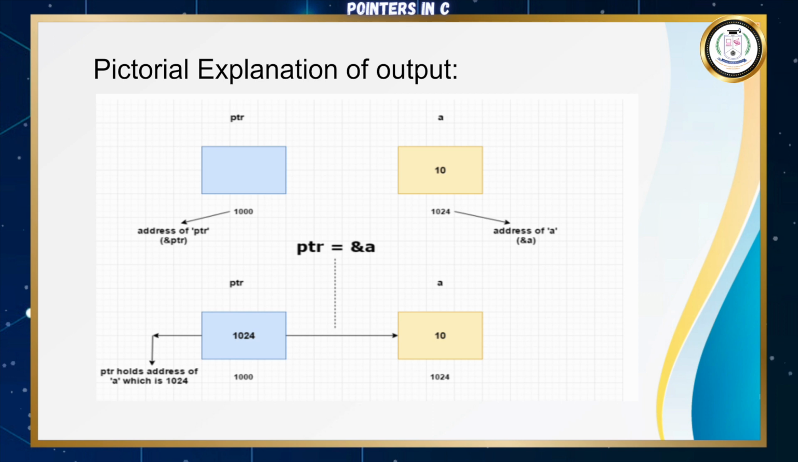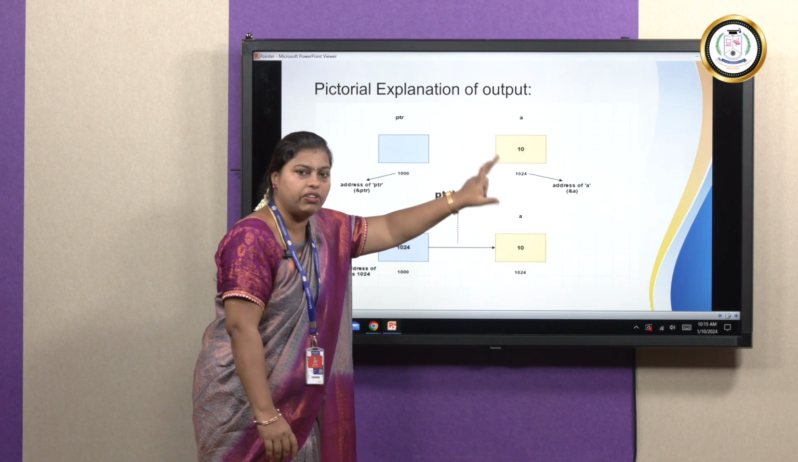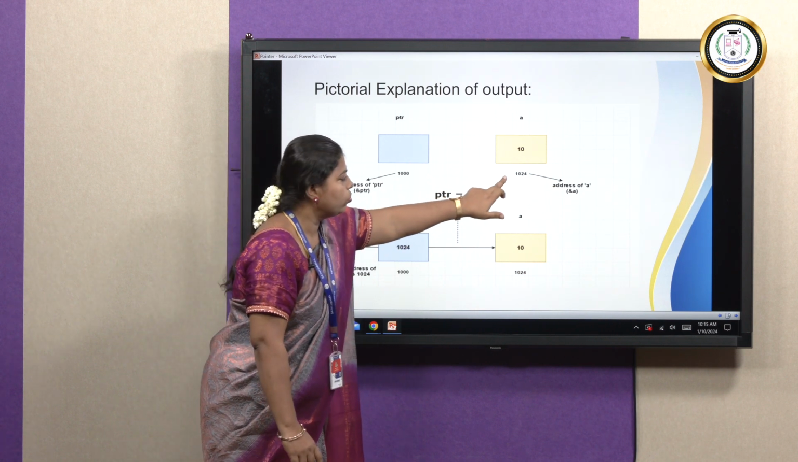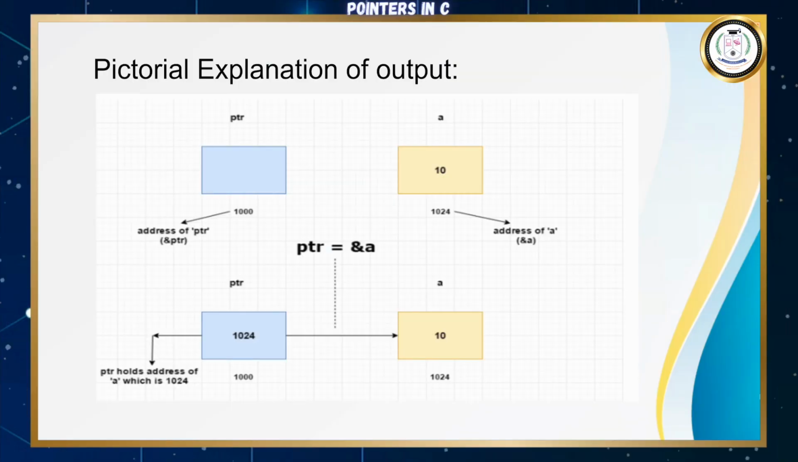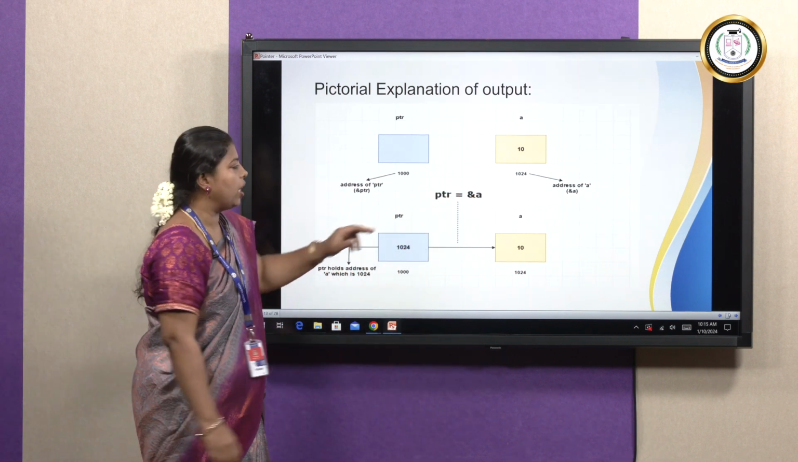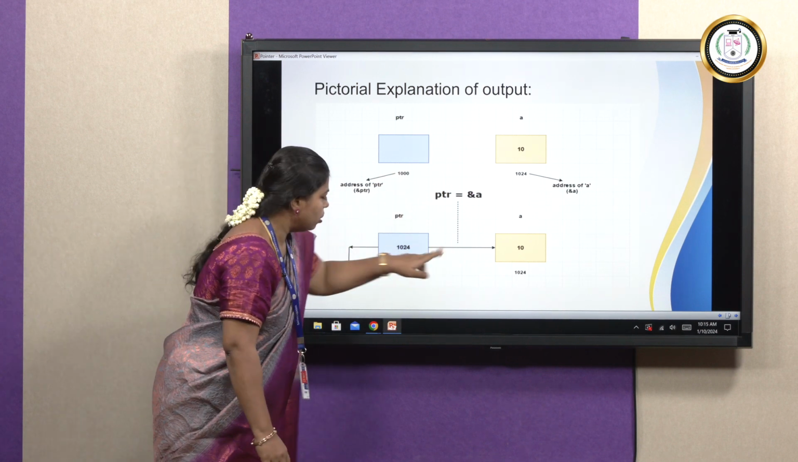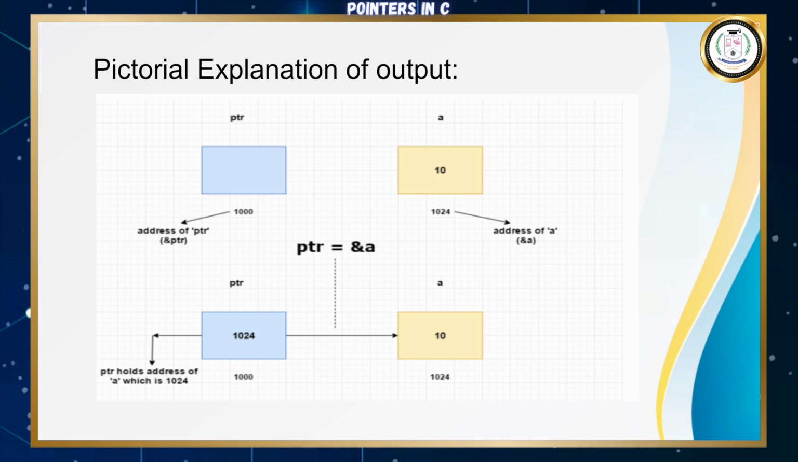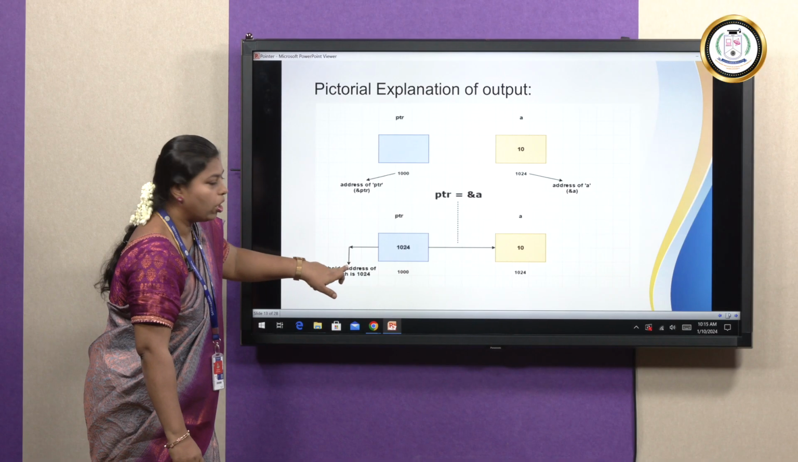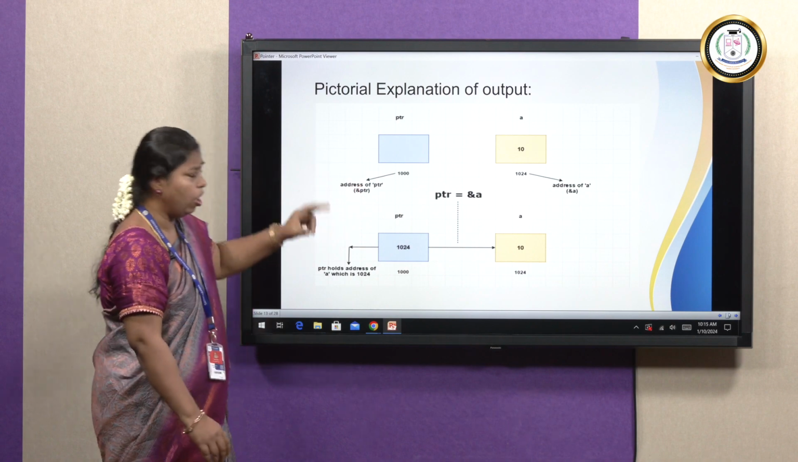Here the variable a has value 10. Its address will be 1024. In memory location, it will take a random address value 1024, and then ptr will be the pointer variable. How to assign the value to the pointer variable? By using the ampersand unary operator. So ampersand a, which means the address of a, will be stored in the pointer variable. So 1024 will point to the address of a, and this pointer ptr holds the address of a, which is 1024. This is the pictorial representation of the output.